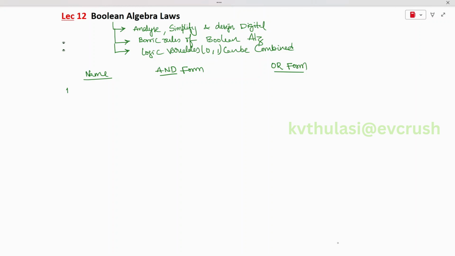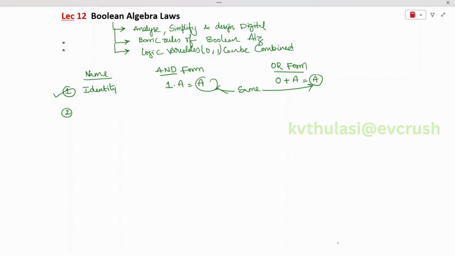Serial number one, the first one is the identity law. Identity means the output remains the same. In AND form, 1 into A is equal to A. In OR form, 0 plus A is equal to A. Here you can see the output is identical, the output is the same, so this law is called the identity law. The output remains the same.